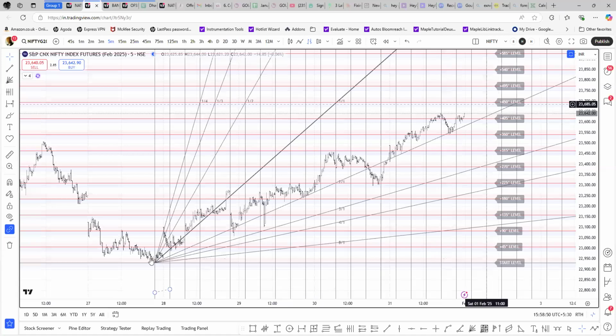As you can see, the 2 by 1 angle. Look at the reactions here and here and here. So it's working pretty well, and I think the structure is looking bullish as of now. And as you can see, if I start from here, the 0 degree, Nifty has moved more than 360, which means we have completed one cycle right here and we are into the second cycle, which means that the structure of the market has now changed from bearish to bullish.